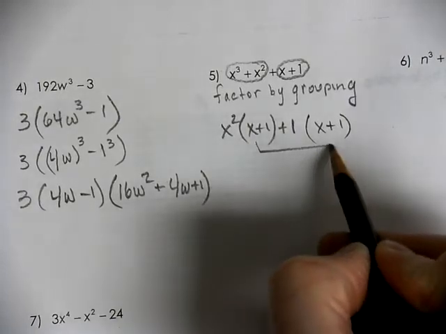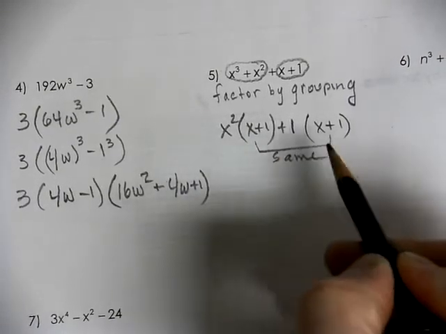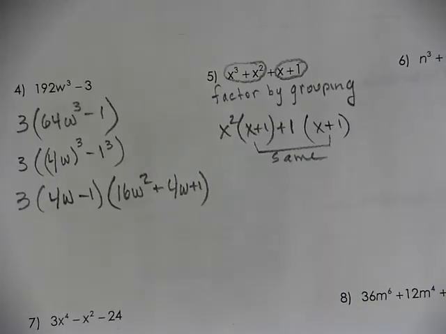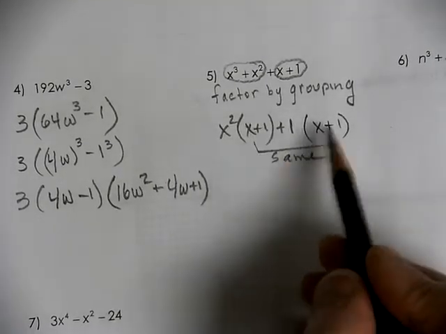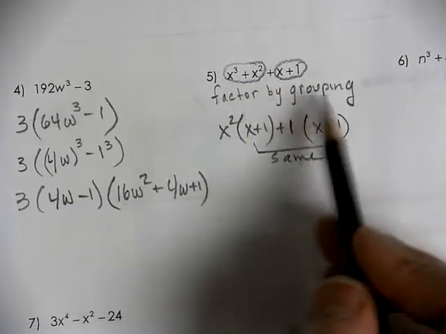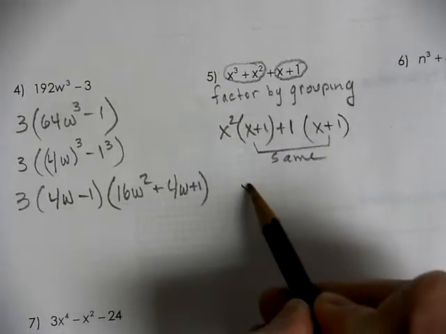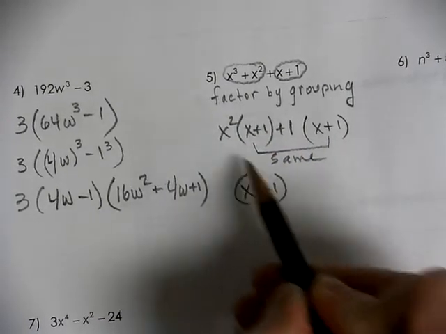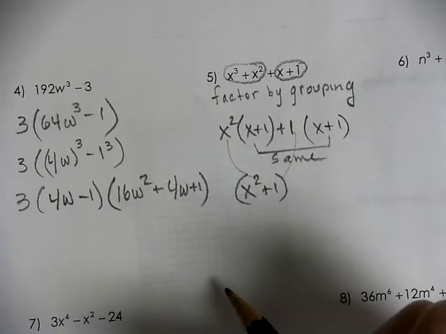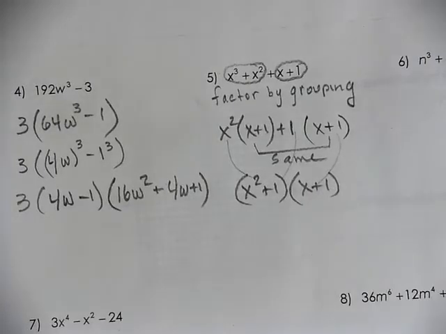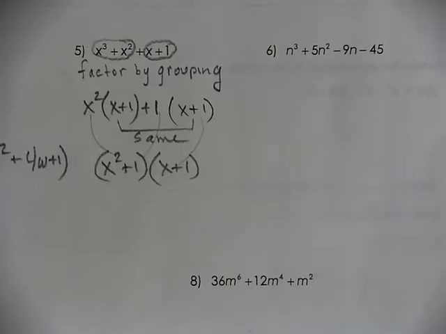What's inside your parentheses has to be the same. To be able to factor by grouping, that's the big test. If we are trying to factor by grouping, what's inside the parentheses is the same. Then you write your x squared plus 1, this term and that term, and then your x plus 1. Go ahead and try that with number 6.